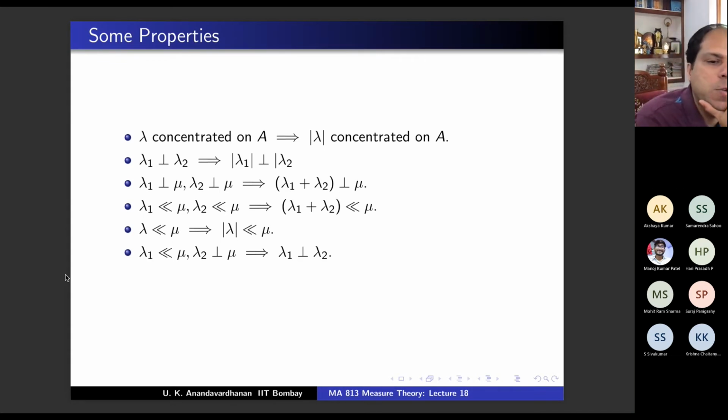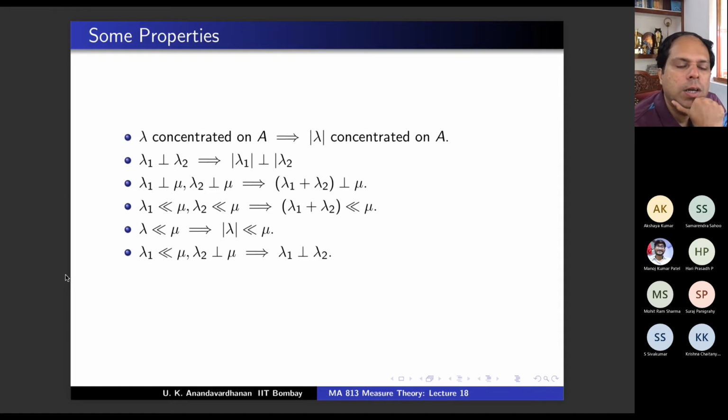If lambda 1 is absolutely continuous with respect to mu and lambda 2 is mutually singular to mu, then lambda 1 and lambda 2 are mutually singular. This is like what I said earlier, right? Mutually singular meaning you can focus on this part. So absolutely continuous and mutually singular are extreme notions. One is on one end and the other is on the other end. That's what this shows. So how do you do this?